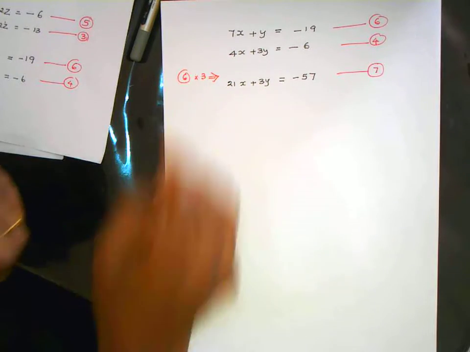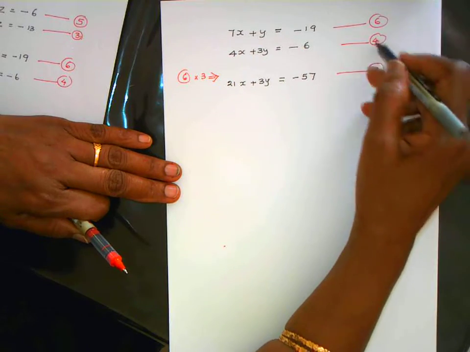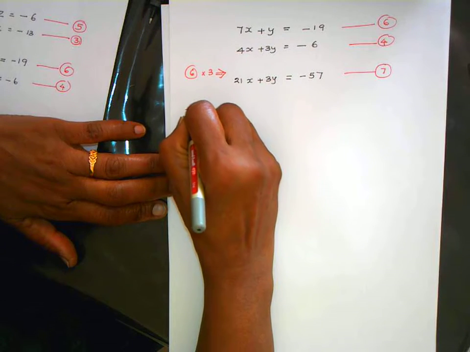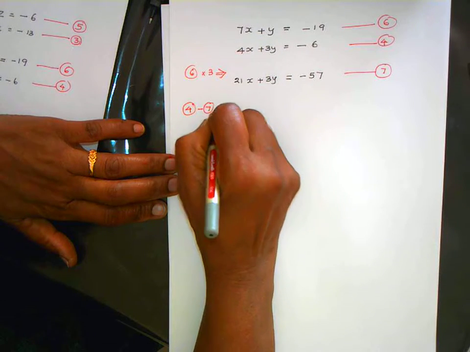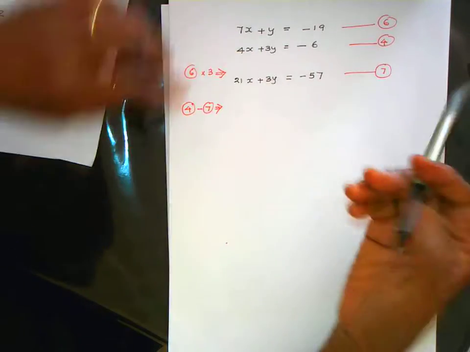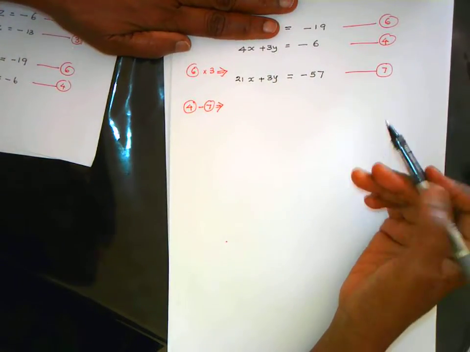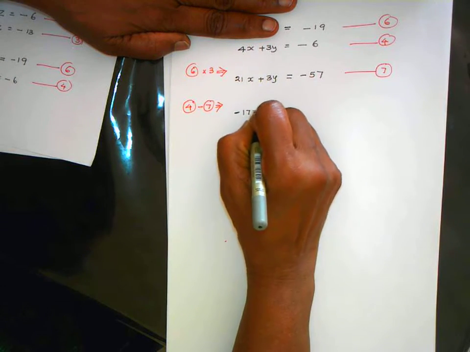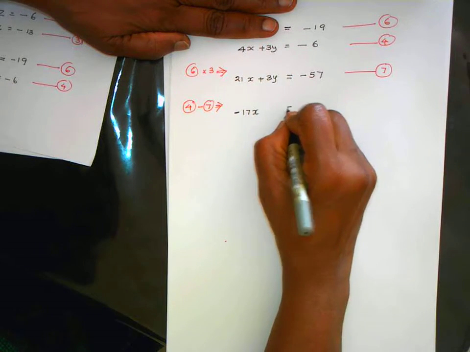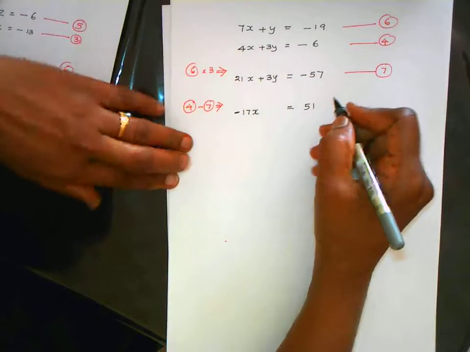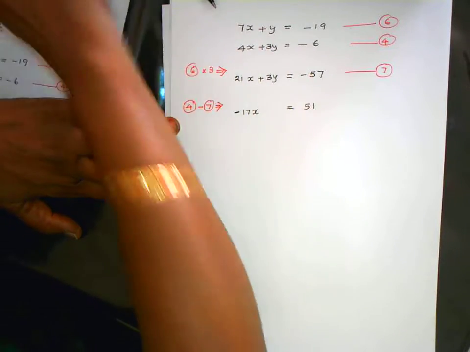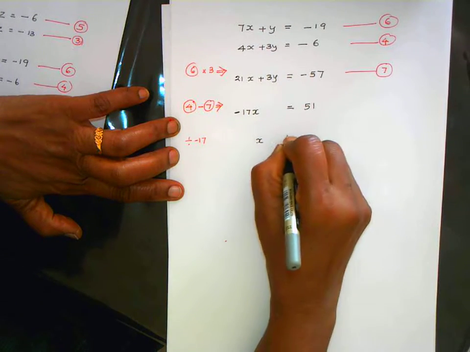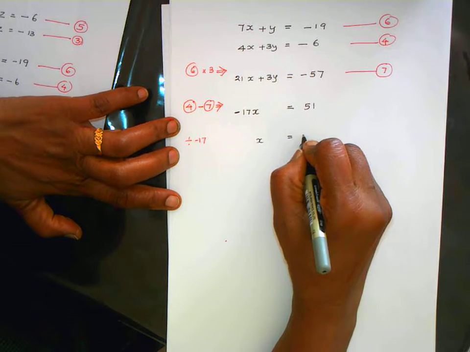So now I'm going to use 4 and 7. I'm going to write 4 minus 7, because it's easy to subtract that way. If I subtract, 4x take away 21x gives you minus 17x, and the y disappears, leaving plus 51 on the other side. If I divide by minus 17 on both sides, then it gives you x equal to minus 3.